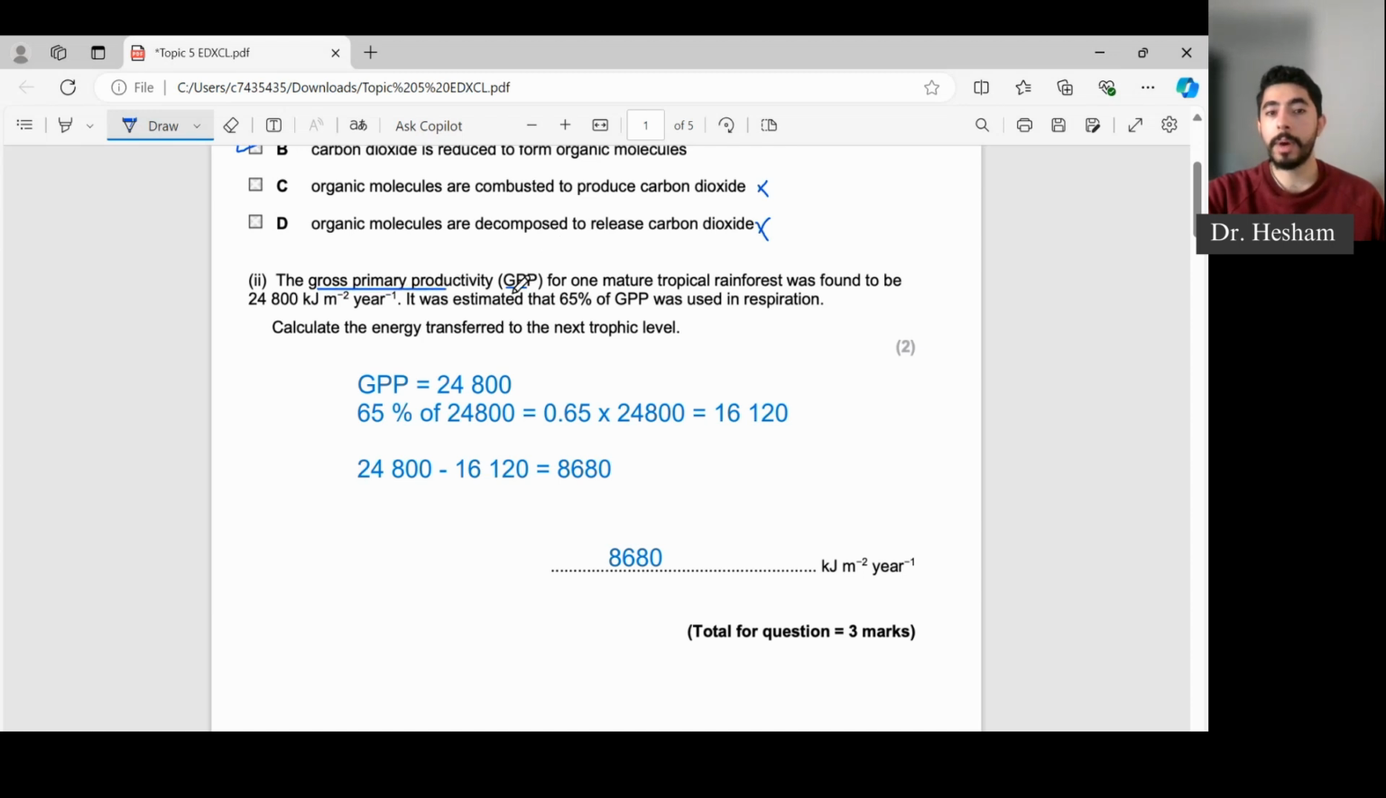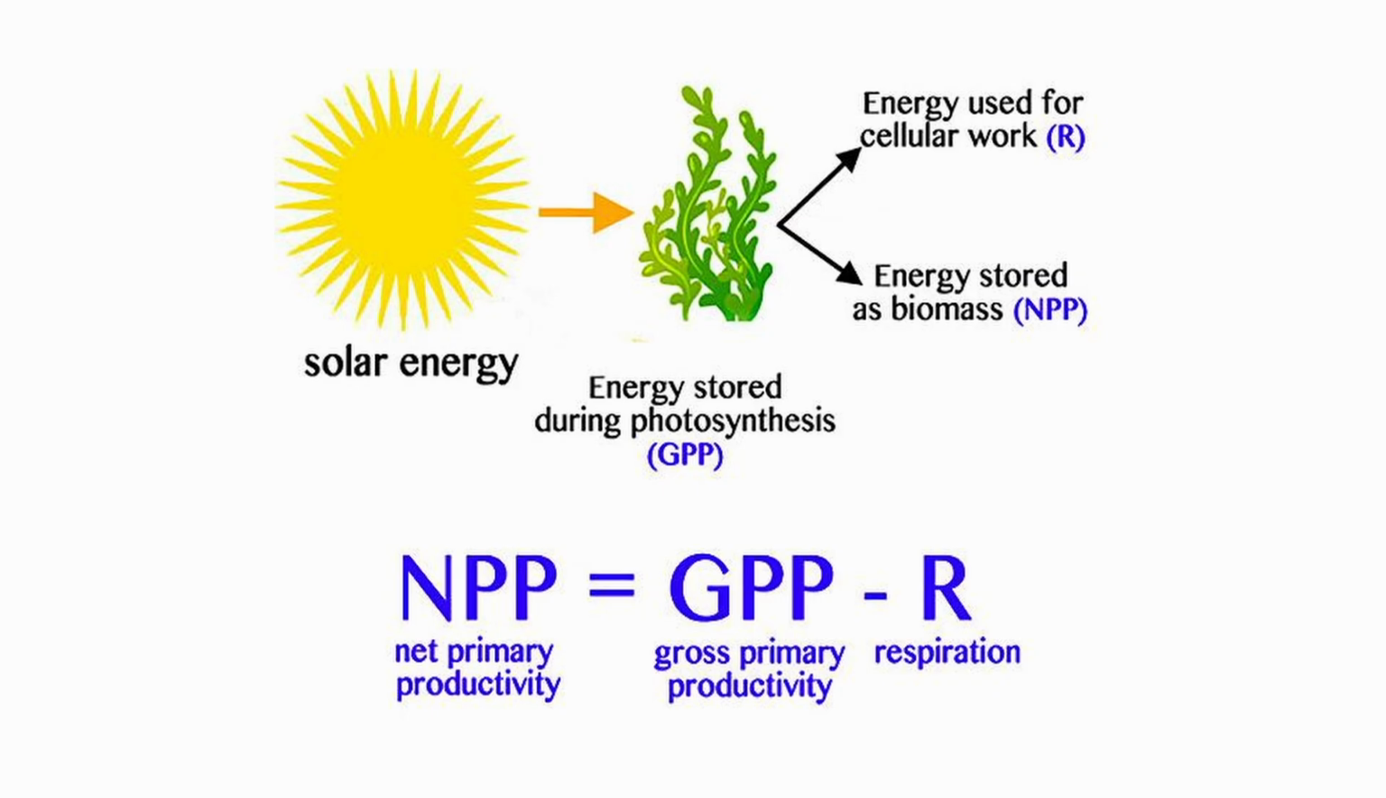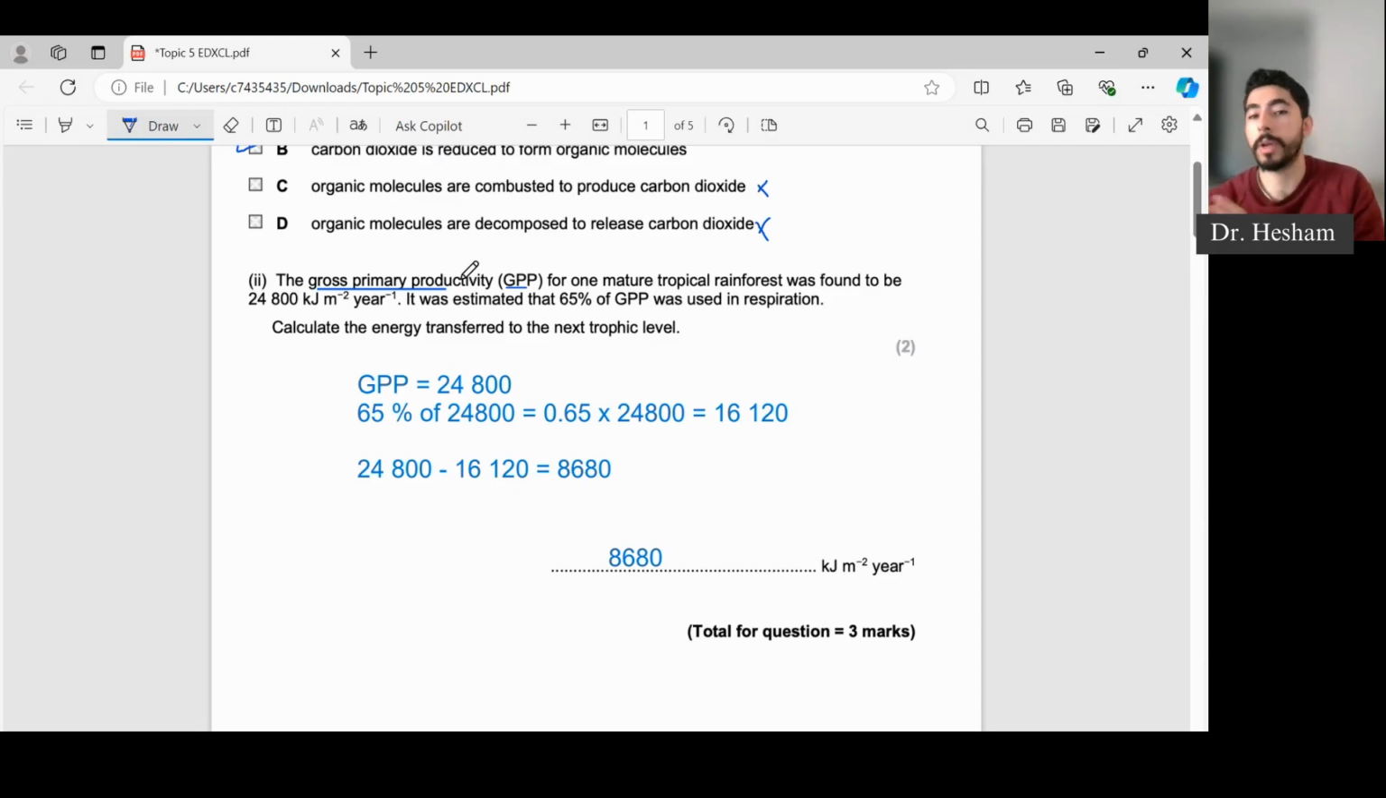It means how much of the total sunlight has the plant gathered. So the plant, during one day, gets a lot of sunlight from the sun. How much of this sunlight, what percentage of this sunlight was actually used by the plant for photosynthesis? This is gross primary productivity. So they have given you the gross primary productivity as 24,800 kilojoules per meter square per year. So the plant uses 24,800 kilojoules of energy for photosynthesis per year.